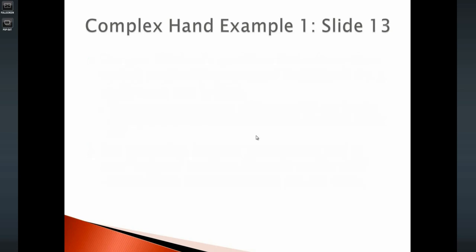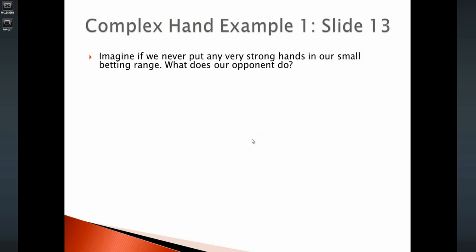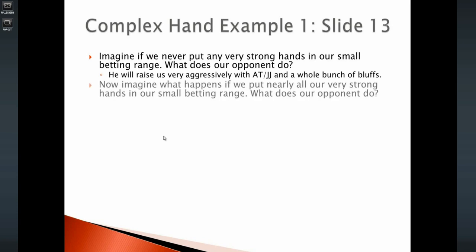So now on slide 13, we're just going to sort of illustrate what happens here. Imagine if we never put any very strong hands in our small betting range. What does our opponent do? Okay, so if we never bet any really strong hands small, he will raise us very aggressively with ace 10 and jacks and a whole bunch of bluffs. We just talked about that, nothing new there.